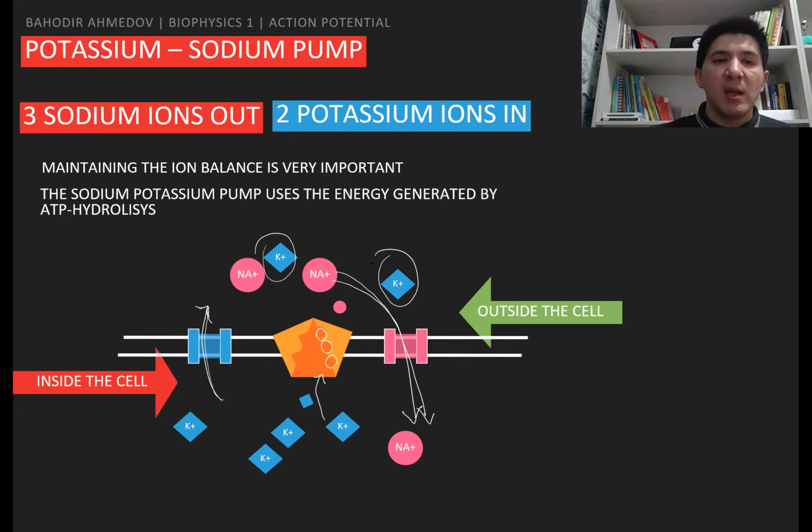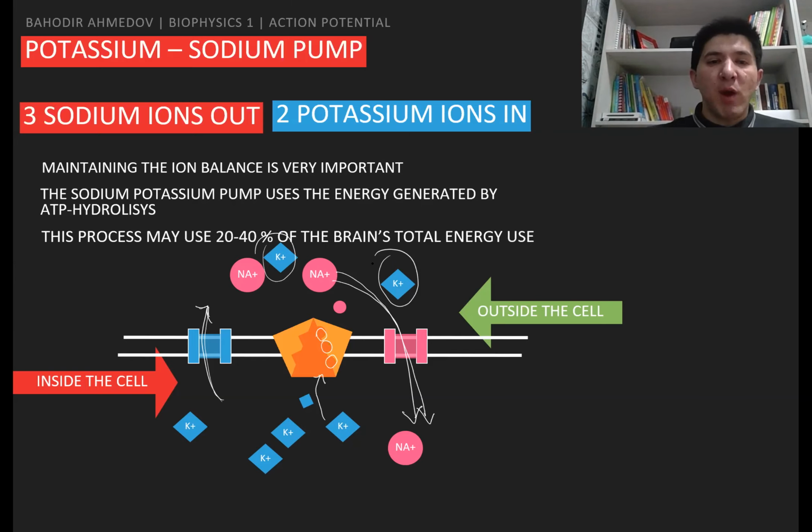Maintaining the ion balance is again very important. The sodium potassium pump uses the energy generated by the ATP hydrolysis in order to do this process, in order to maintain the ion balance. And you also need to keep in mind that the pump is always taking out 3 sodium ions and taking in 2 potassium ions. This process may use from 20 up to 40% of the brain's total energy use.